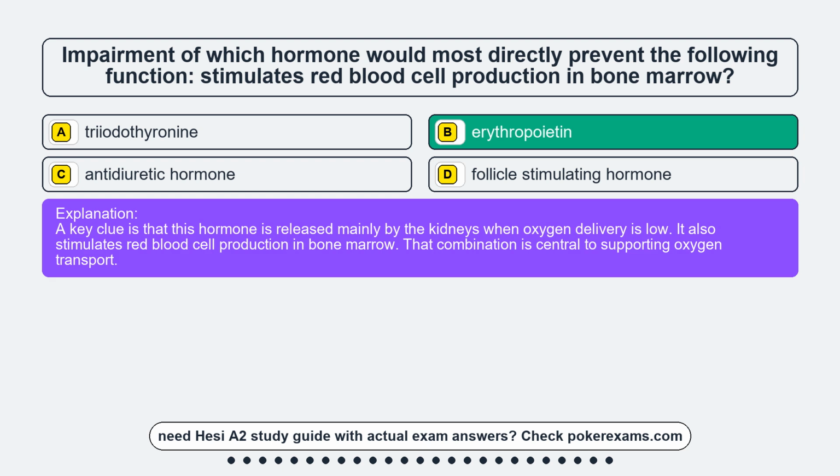A key clue is that this hormone is released mainly by the kidneys when oxygen delivery is low. It also stimulates red blood cell production in bone marrow. That combination is central to supporting oxygen transport.